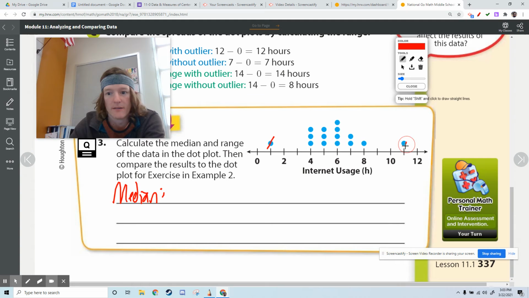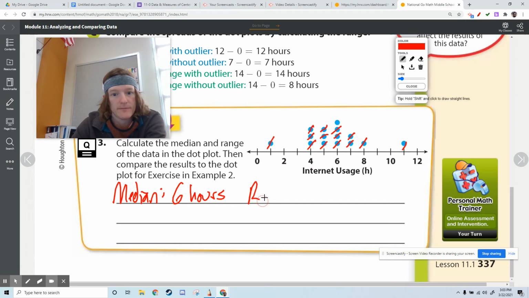Well, here. So this is internet usage per hour. One person uses internet for an hour. One person uses internet for 11 hours. I think this is over a week. So median is 6 hours. Most people here use internet for about 6 hours.